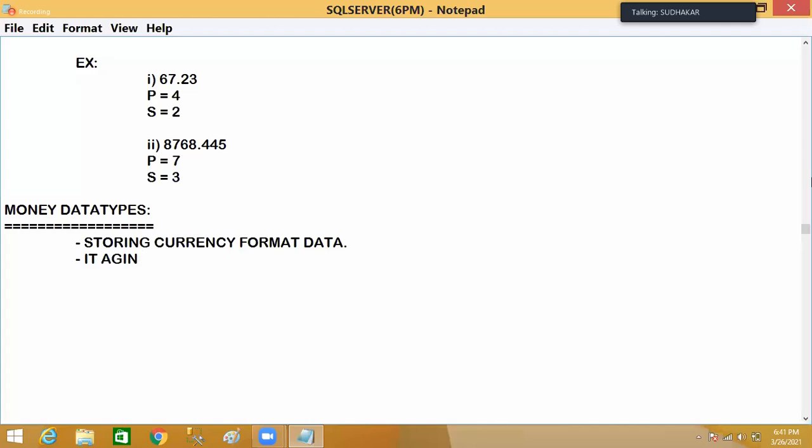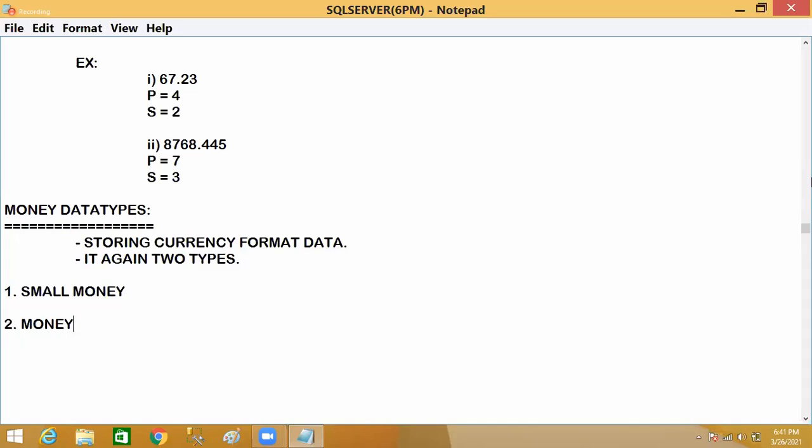Again, two types. So the first one is called small money, and the second one is called money. So money data types are storing the currency format of data, and the first one is called small money, and the second one we call money.